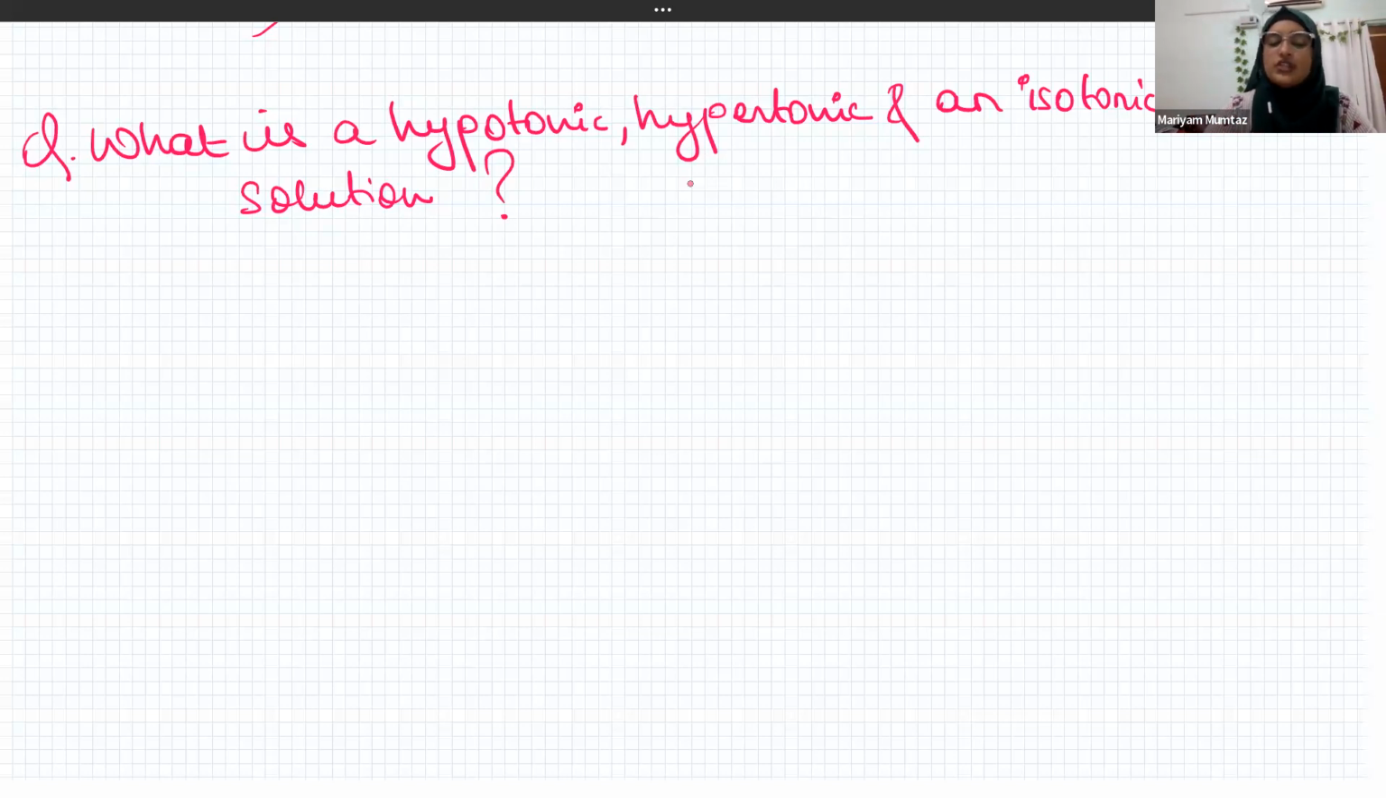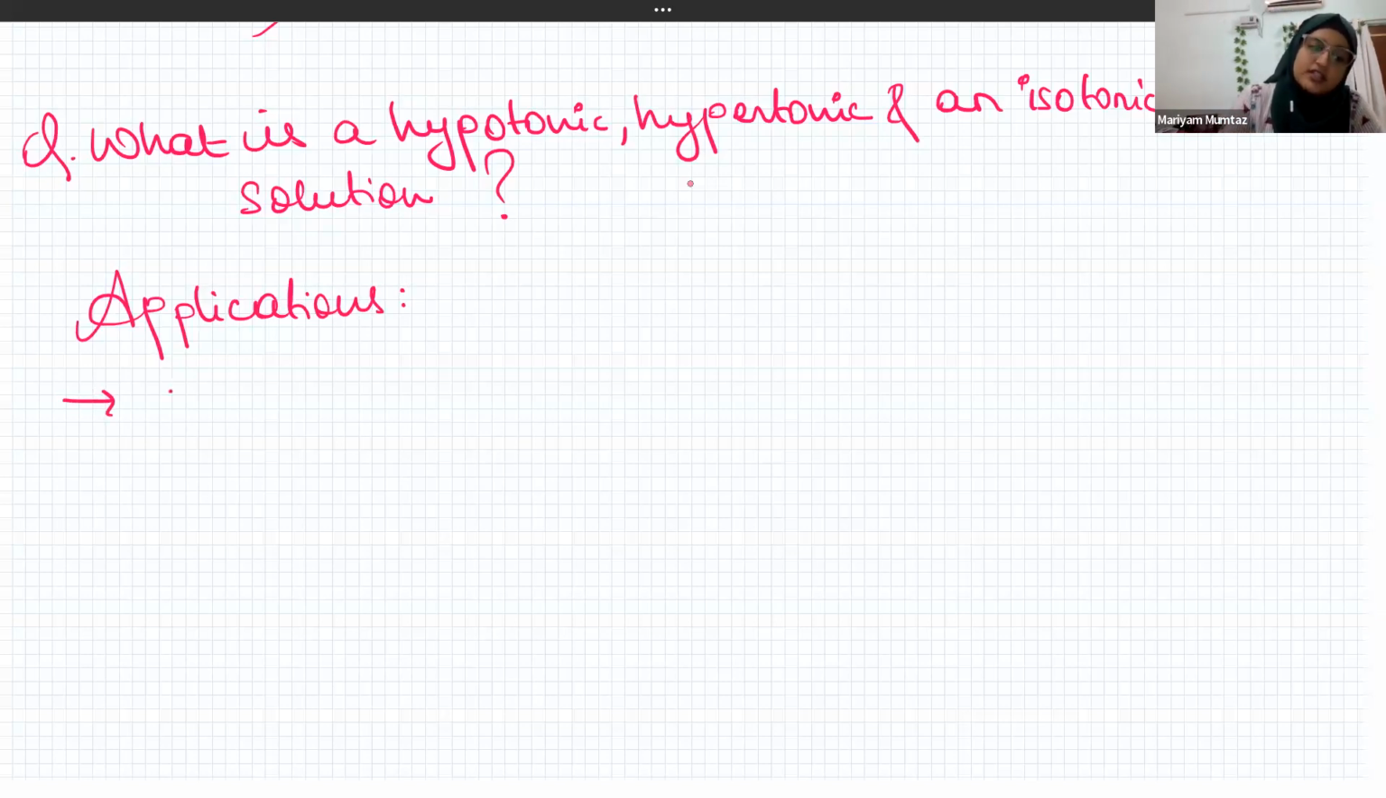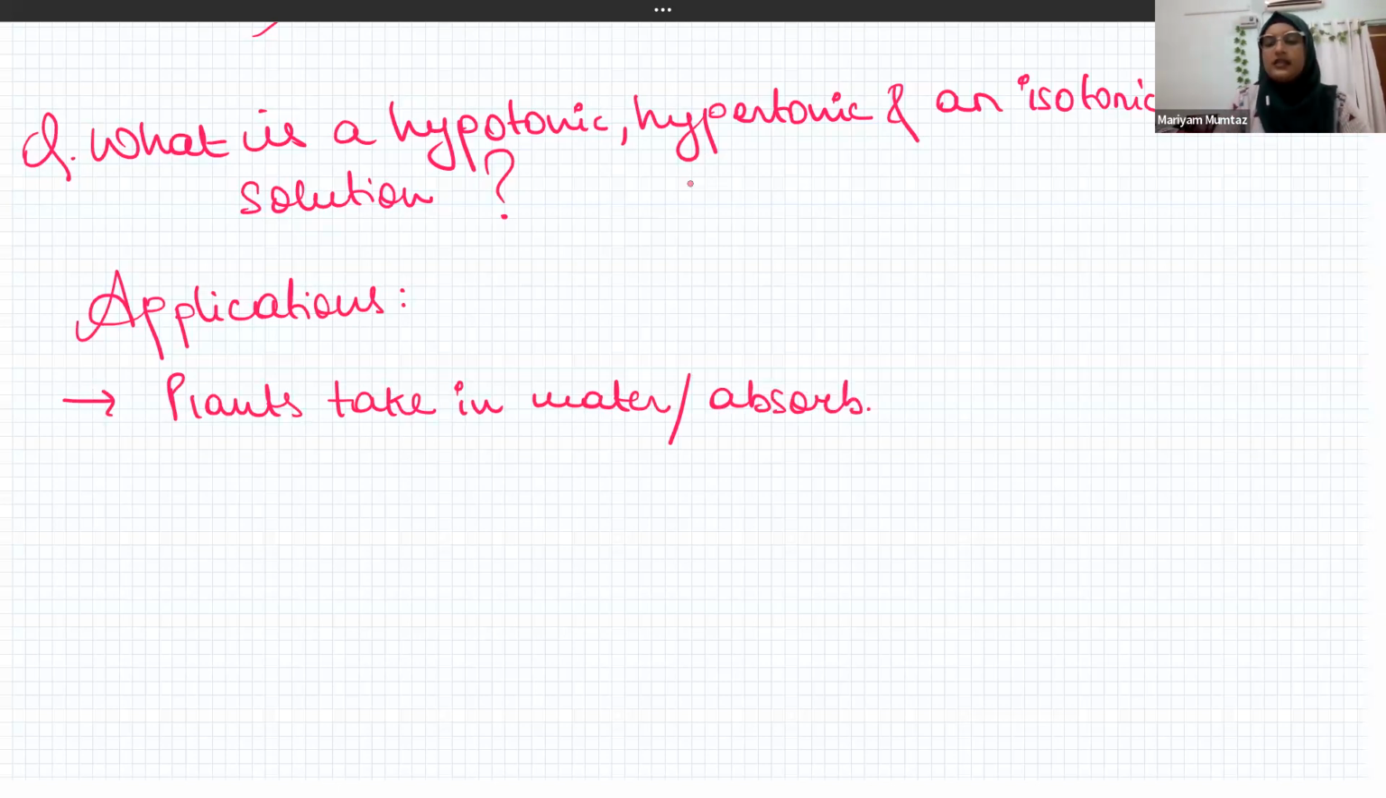Very nice. Very good. So in the same way, the two examples or applications, applications of this process of osmosis. So the first one is, this is the process by which plants take in water. Plants absorb water. Now see, tell me, do you have a plant at home?